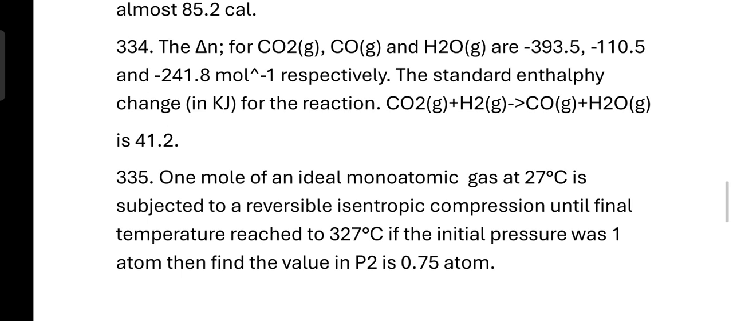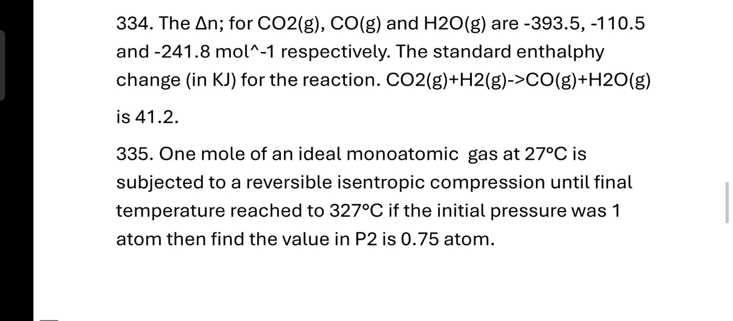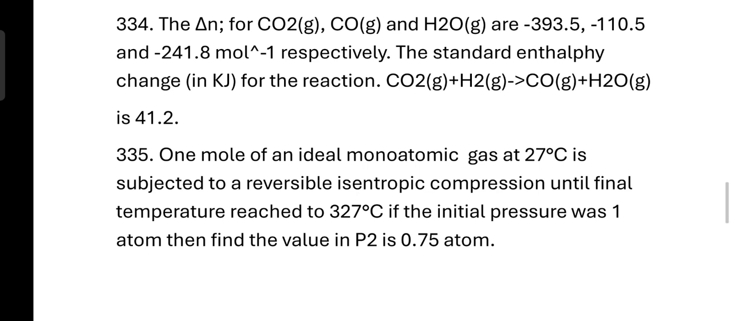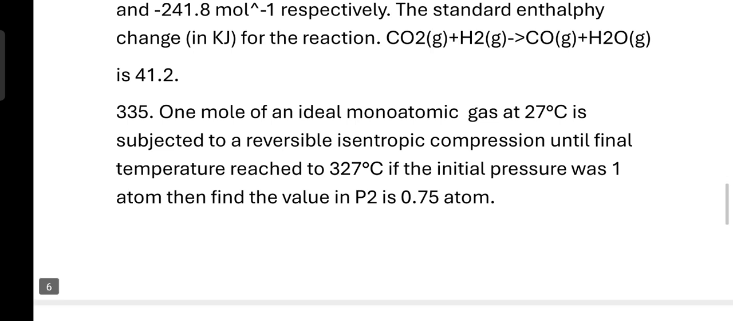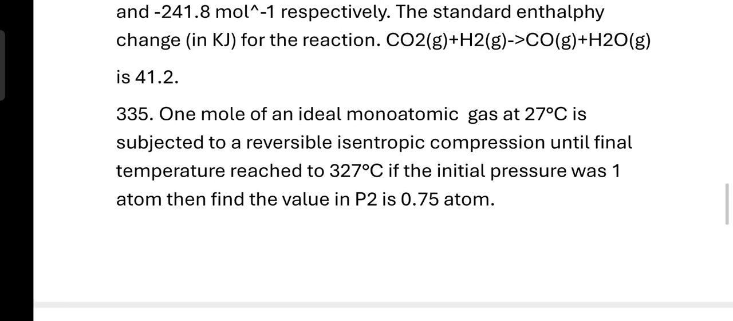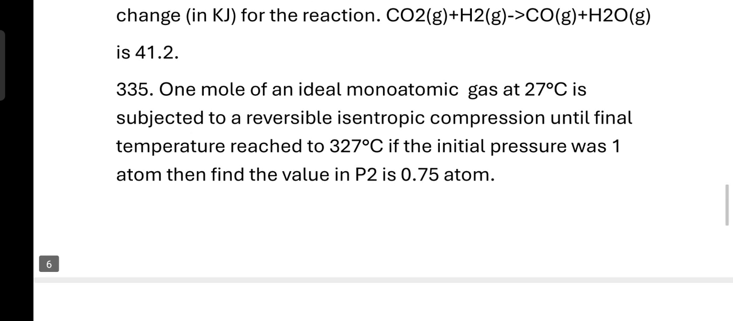The delta fH for CO2 gas, CO gas and H2O gas are minus 393.5, minus 110.5 and minus 241.8 kJ mole inverse respectively. The standard enthalpy change in kJ for the reaction CO2 gas plus H2 gas gives CO gas plus H2O gas is 41.1.